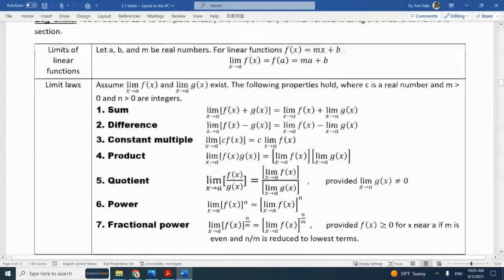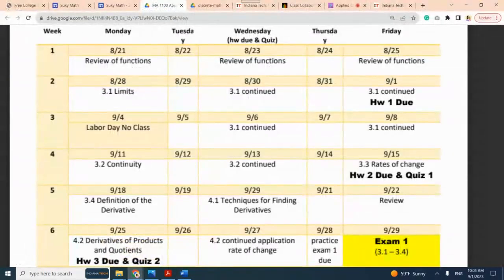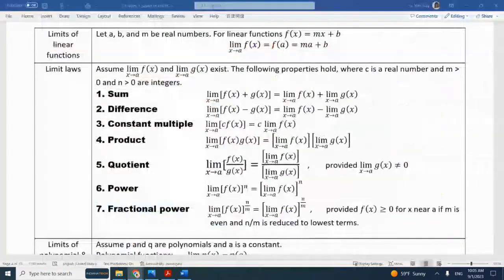Okay, next, limit laws. So assume the limit as x goes to a of f of x and the limit as x goes to a of g of x exist. The following properties hold, where c is a real number and m and n are positive integers. Okay, let me make sure that I hit record. Okay, I did. Good.